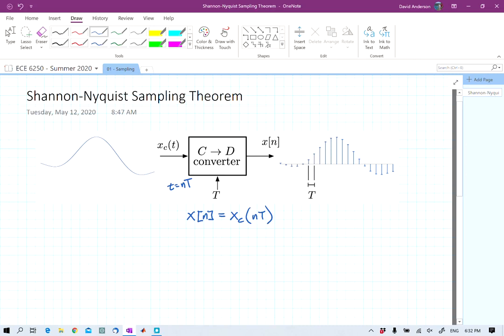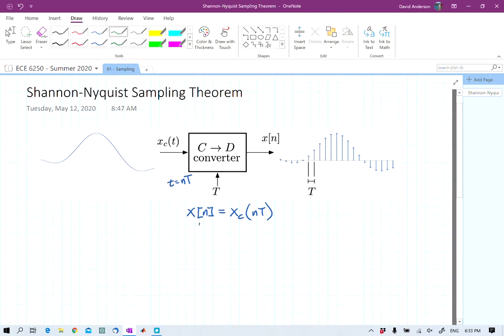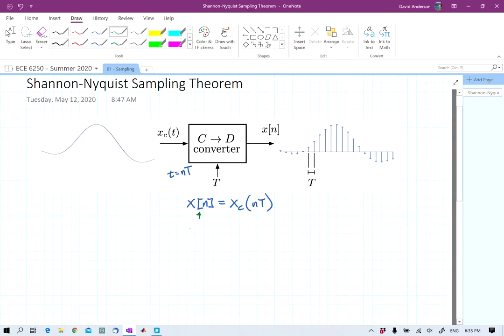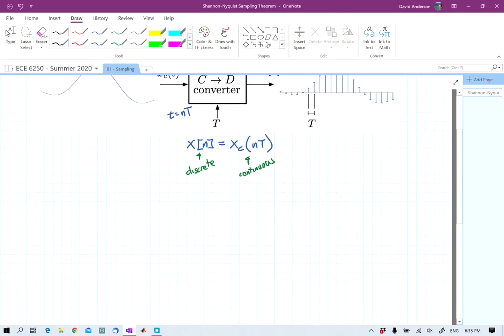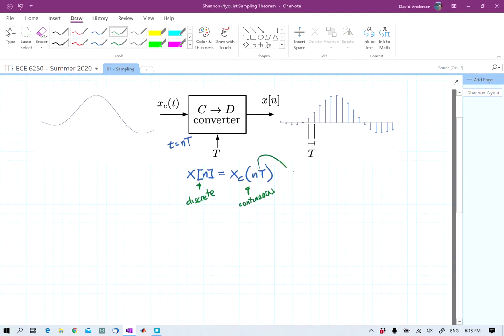One of the things that I try to do, every once in a while I get sloppy, and I apologize ahead of time, is if we are dealing with discrete signals, I use square brackets, and if we're dealing with continuous signals, I use parentheses, like so. So T is our sampling interval, or sampling period.